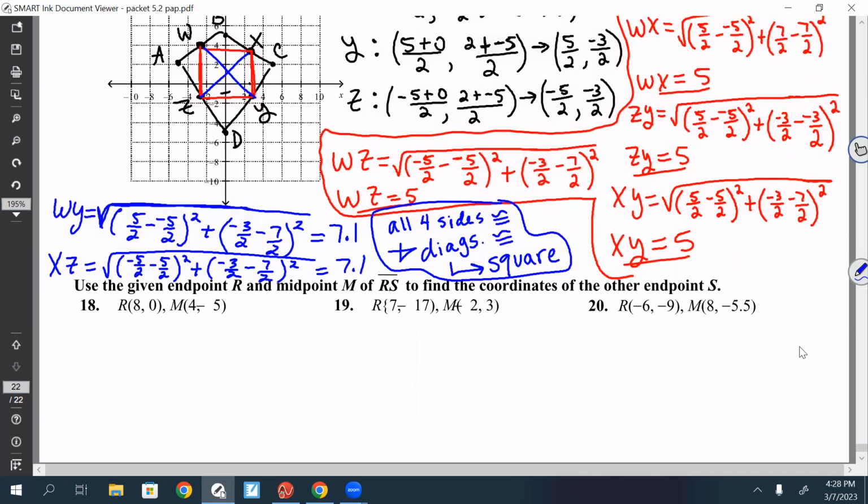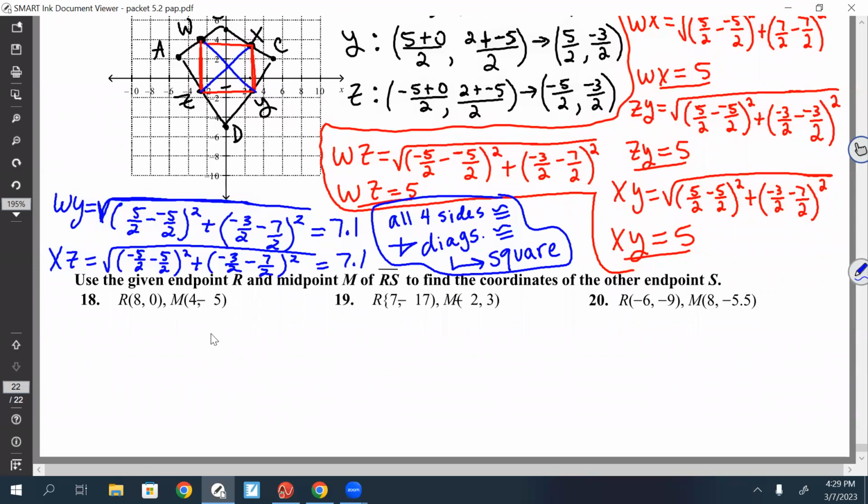Okay, so now the last couple problems on here, it says use the given endpoint R and midpoint of RS to find the coordinates of the other endpoint S. So I'm giving you an endpoint, I'm giving you a midpoint, and I'm having you work backwards to find the coordinates of the other endpoint. So R is at 8, 0. So that would be my X1 and my Y1. Remember the midpoint, it's X1 plus X2 divide by 2 and y1 plus y2 divide by 2. So point S is going to be our x2 and our y2. So we're going to figure these out here.